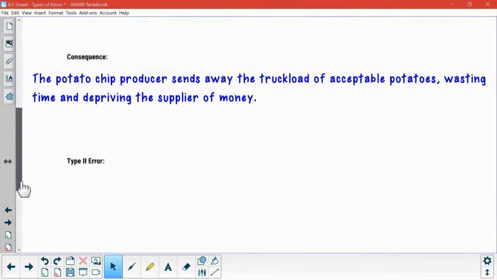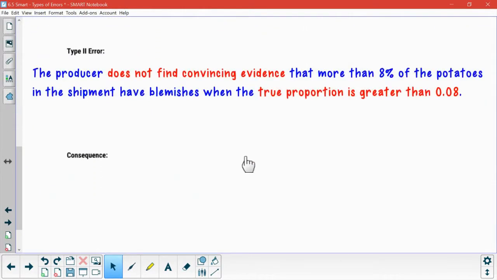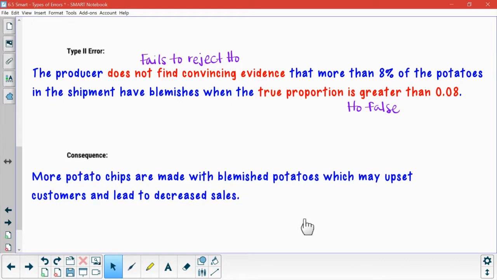So for a type 2 error in this situation, I have the producer does not find convincing evidence that more than 8% of the potatoes in the shipment have blemishes when the true proportion is greater than 0.08. So does not find convincing evidence means they fail to reject the null hypothesis when the true proportion is greater than 0.08, meaning the null hypothesis was false. Anytime they make the decision to fail to reject the null, it is a type 2 error. So a consequence of this one would be more potato chips are made with blemished potatoes, which may upset customers and lead to decreased sales.